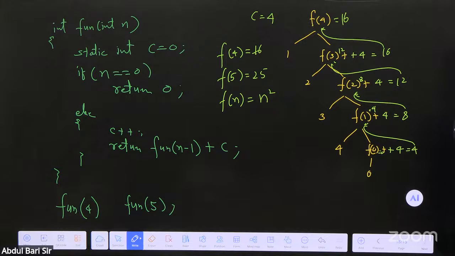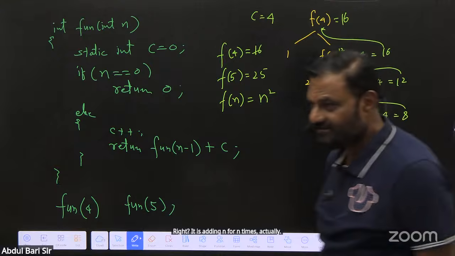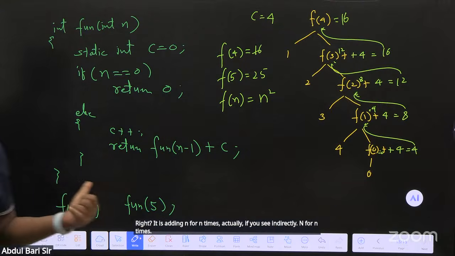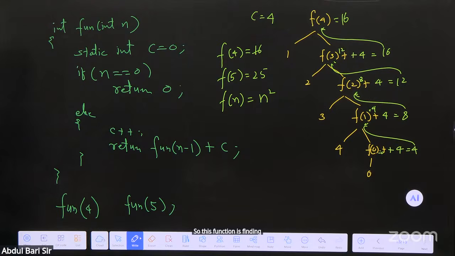Right? It is adding n for n times, actually, if you see indirectly. N for n times. So this function is finding the square of a number. All right, because it is recursive and with the help of static, it is doing successive addition, finding a square.